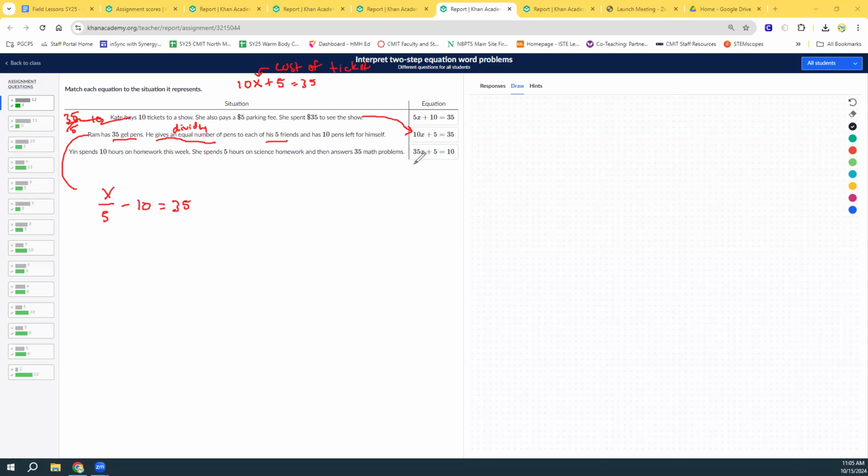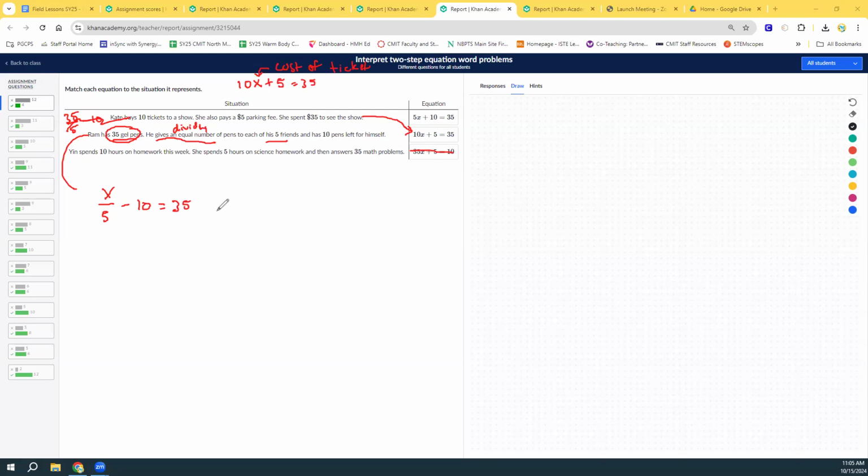Well, if I multiply 35 times something, it's going to be bigger. And I know that 35 is as much as he had, so it can't be bigger than 35. So it's not this one. So let's make sense of why it's this when I have this.